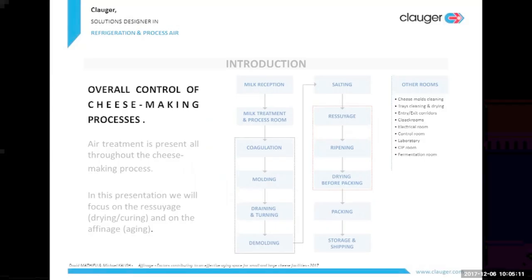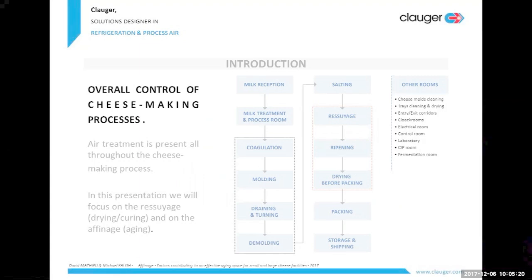When talking about dairy, there are of course different areas in a food processing plant. We'll be focused on the red square here, talking about ressuage, which is a kind of surface drying, ripening, and drying.